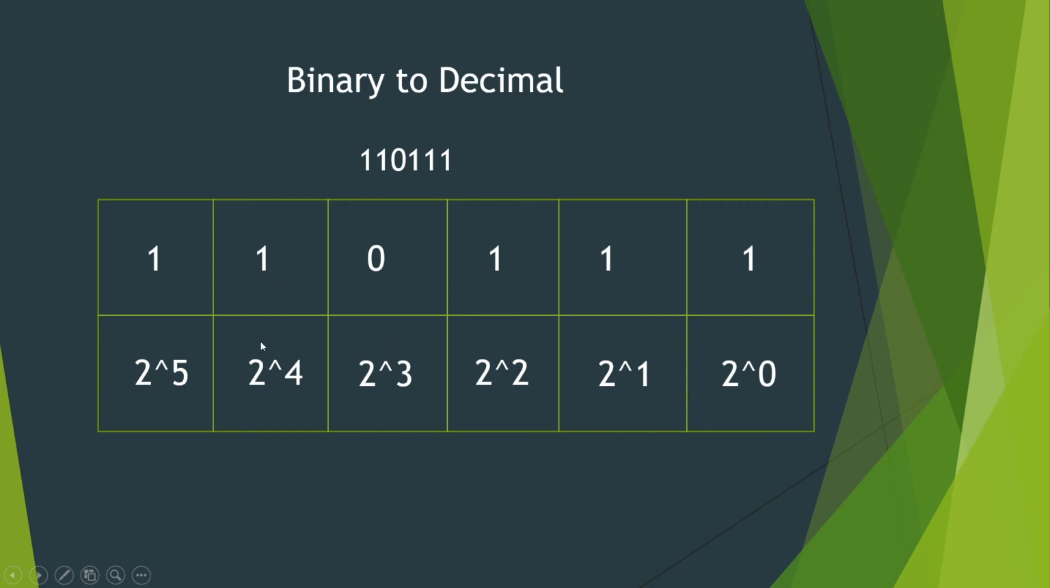So here 1 into 2 power 4, 2 power 4 means 16, and if we add 16 plus 7, it's 23, and finally there is the last bit, 1 into 2 power 5, which is 32, and if we add everything, 32 plus 23, which is 55.